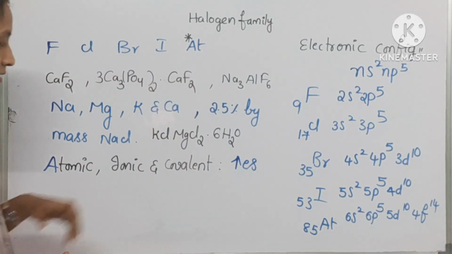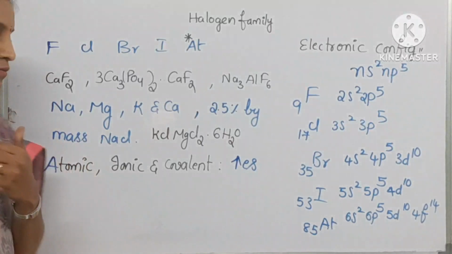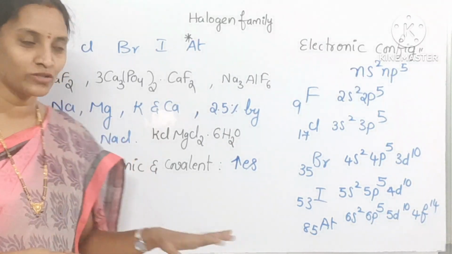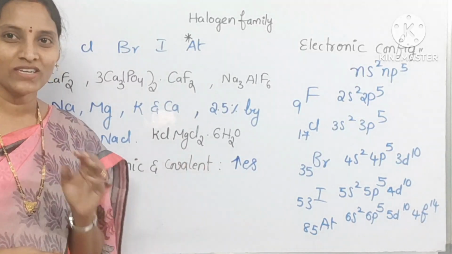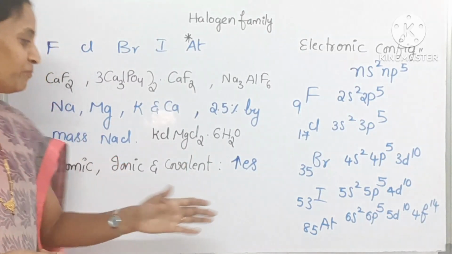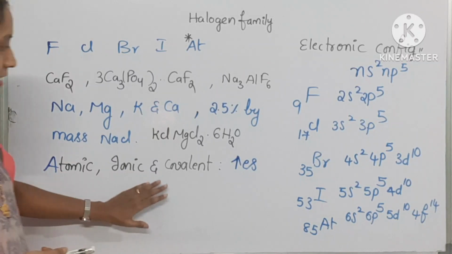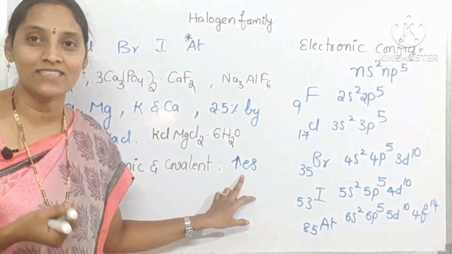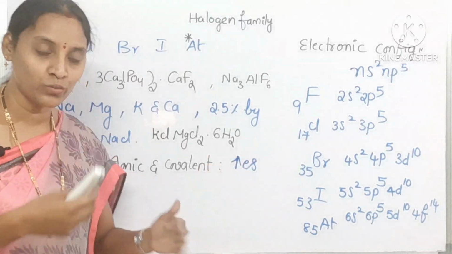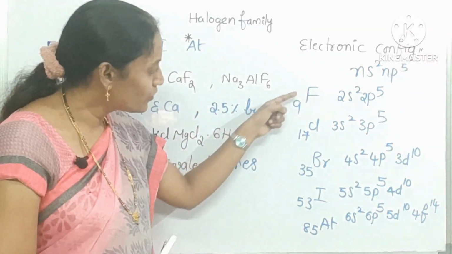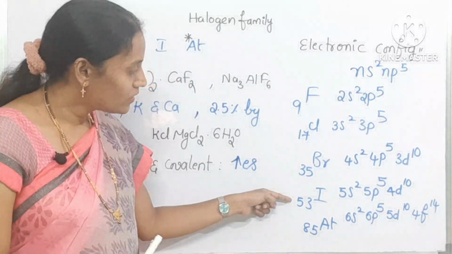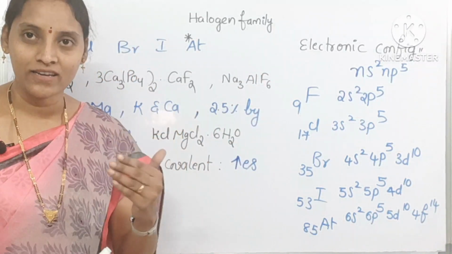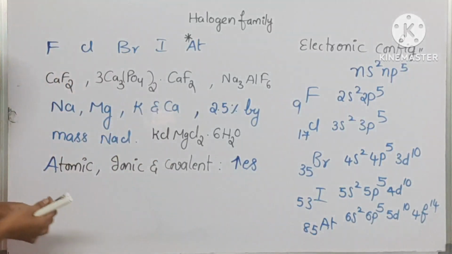You should write. While I am telling, just listen and write it, because it is tough to write each and every sentence on the board, as there is very little space, so you need to understand. So atomic, ionic, covalent radius increases. The upward arrow I am indicating here means increases down the group. Here, fluorine, chlorine, bromine, iodine, astatine. From fluorine to astatine, atomic, ionic and covalent radius will increase.